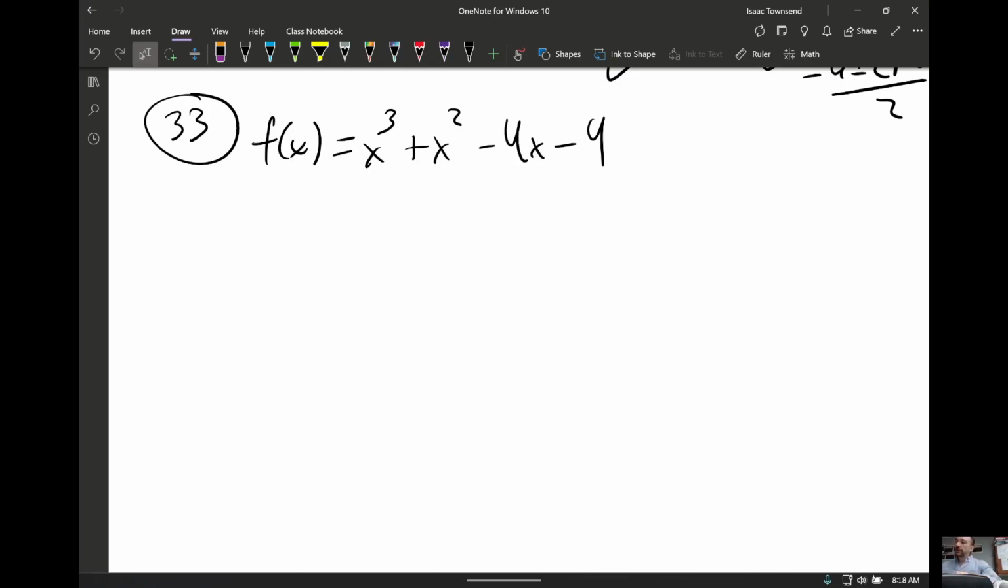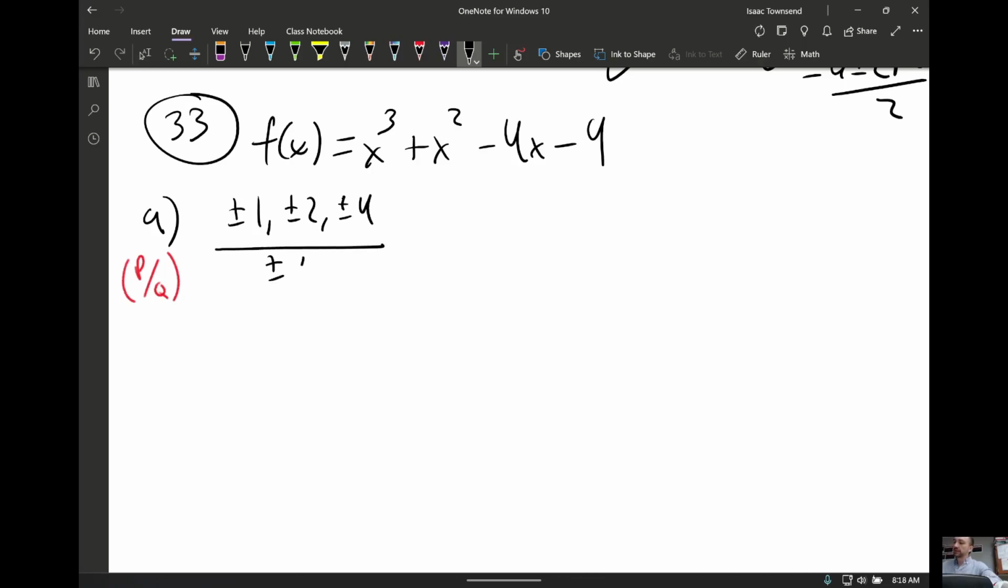Okay, so in 33, the first thing it wants is the possible rational zeros. So it's really asking for that P over Q list. So plus or minus all the factors of the constant divided by plus or minus all the factors of the leading coefficient. That's what it was looking for in part A. Any rational number not in that list cannot possibly be a zero. Part B said to sketch the graph.